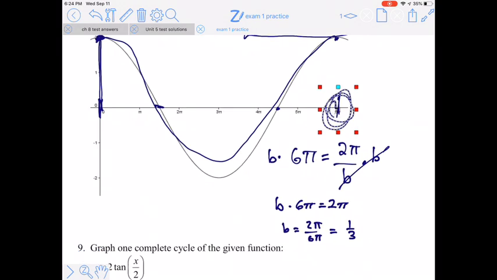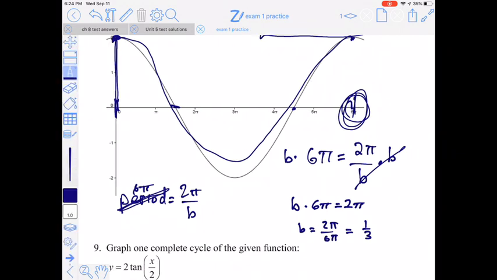The formula is, period equals 2 pi over b. That's the formula from section 2.5. So I just replaced the word period with 6 pi, because that's what the period was, 6 pi.